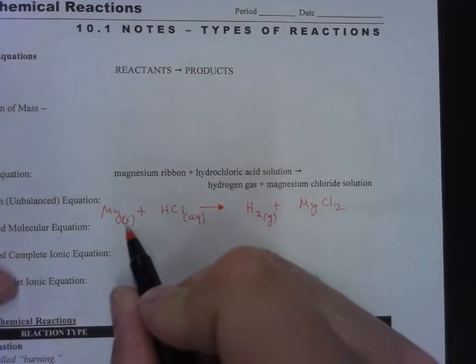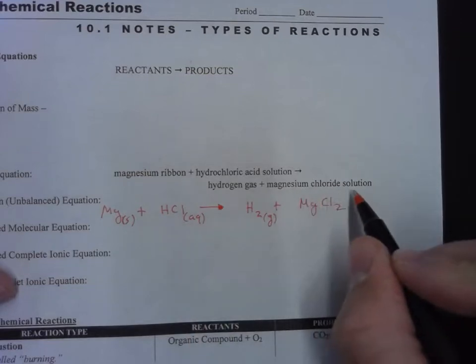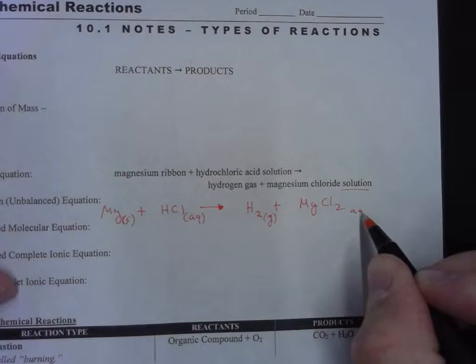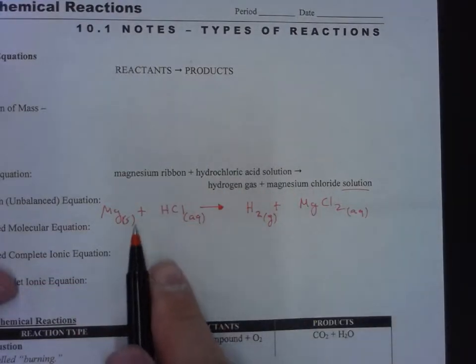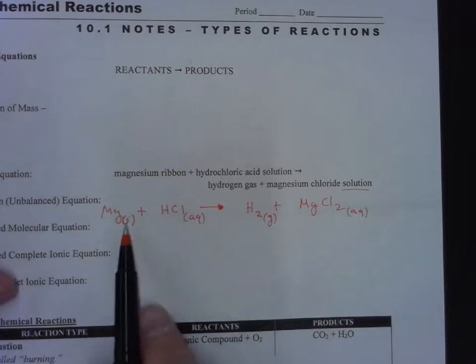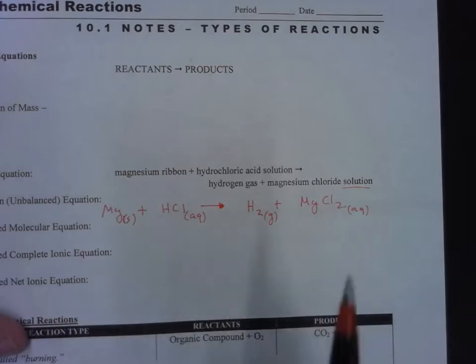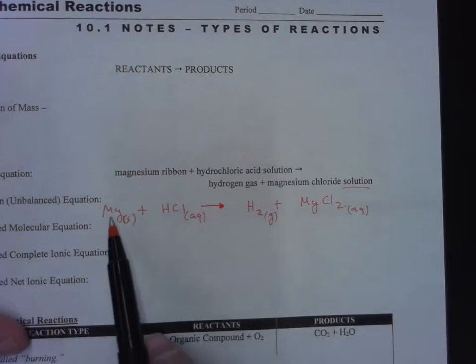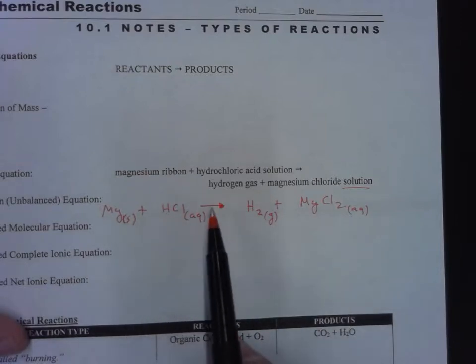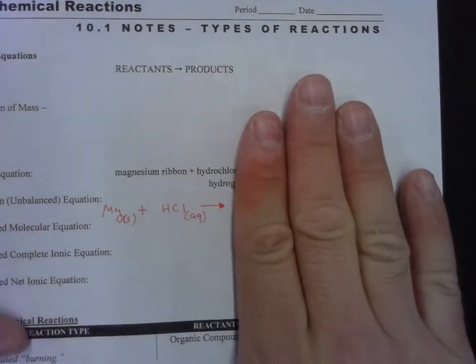Okay, so S for solid, AQ for aqueous, G for gas, and magnesium chloride solution also tells you that it's aqueous. All right, so by reading this, you can also figure out what state all of these chemicals are in. Okay, so there's that. The problem with this is that it is unbalanced. If you look, there's not the same number of atoms of each element on each side of the arrow. And what do I mean by that?